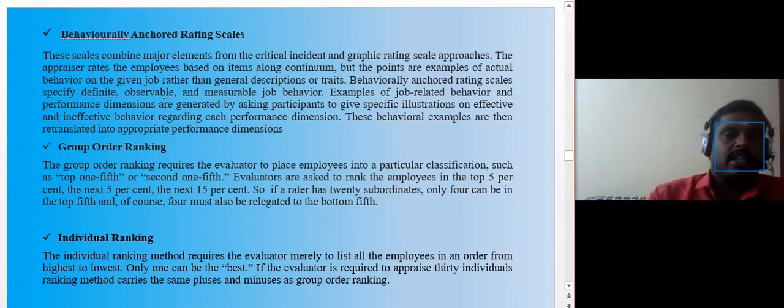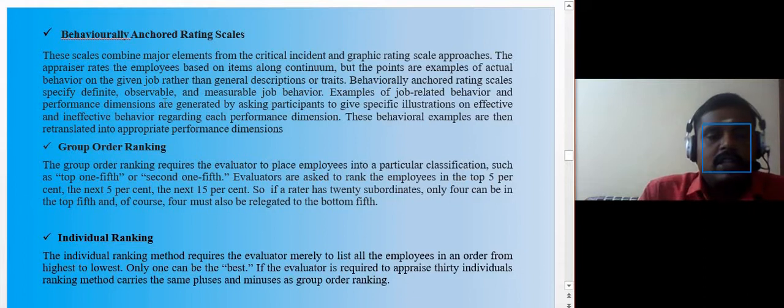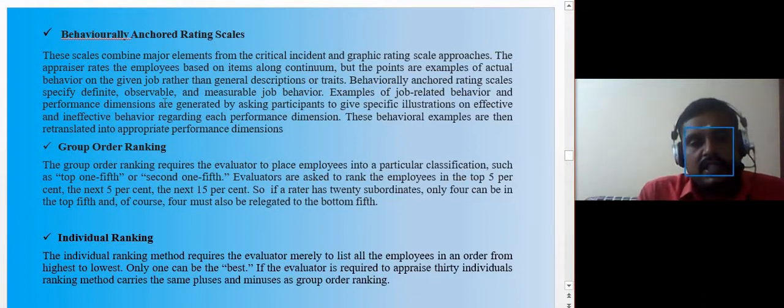The group order ranking. The group order ranking requires the evaluator to place employees into a particular classification, such as top one-fifth or second one-fifth. Evaluators are asked to rank the employees in the top 5% and the next 5% and next 15%. So if a rater has 20 subordinates, only 4 can be in the top fifth, and of course 4 must also be relegated to the bottom fifth.